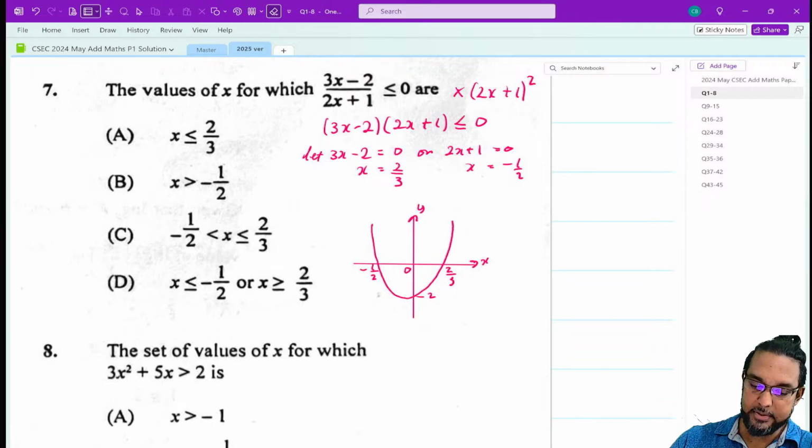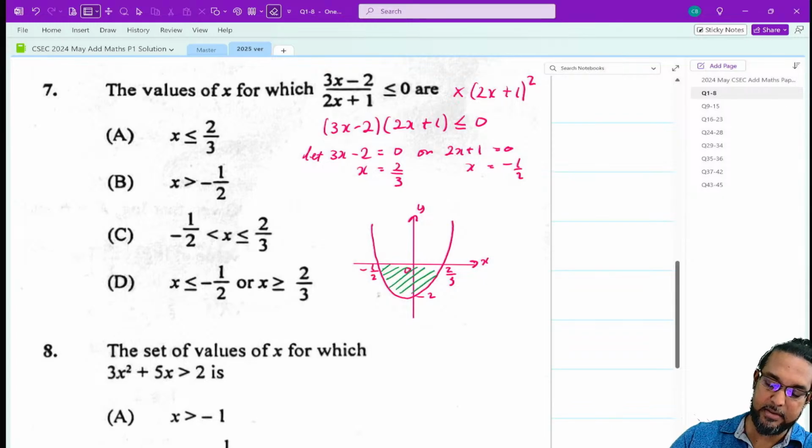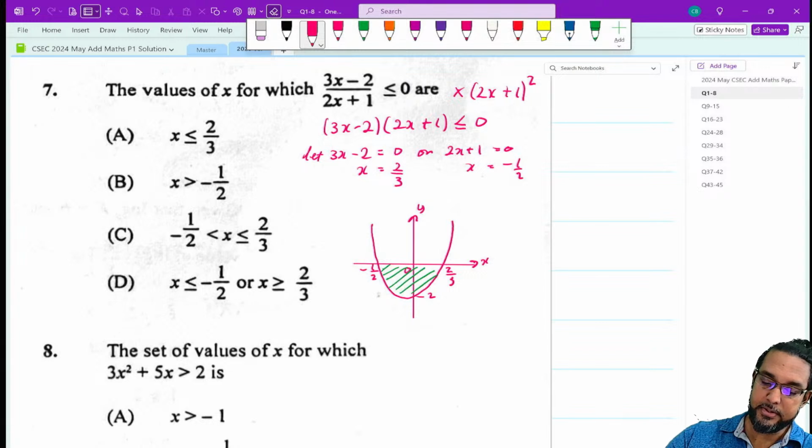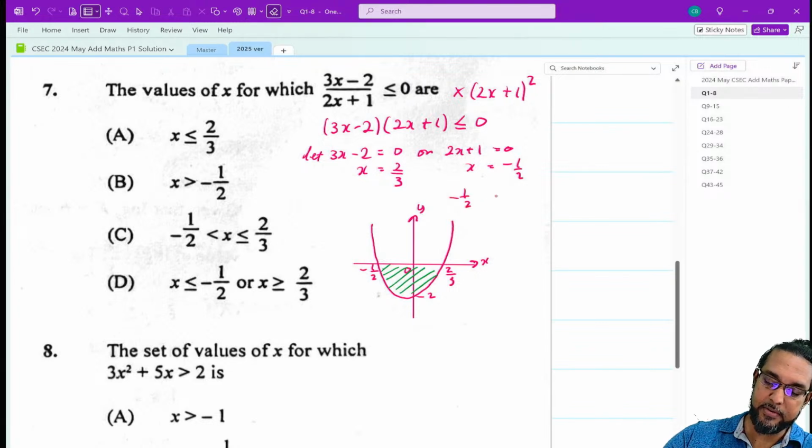Now what do they want? They want where it's negative. Okay, so negative values lie beneath the x-axis, negative values of y. So we're between the roots. So the answer here would be that you have your minus a half on that side, your x here, and your 2/3 here.